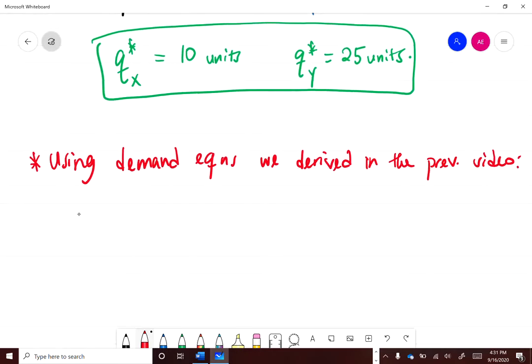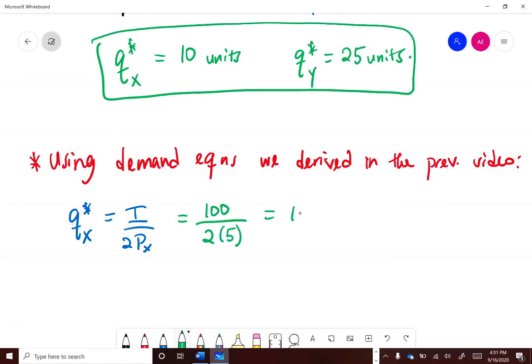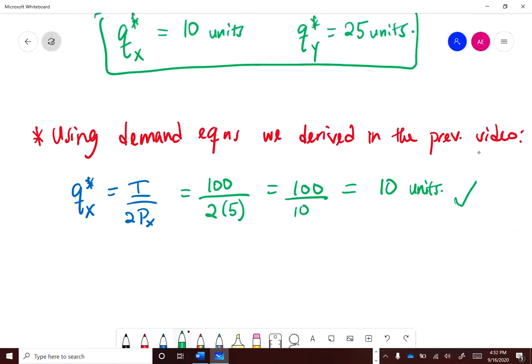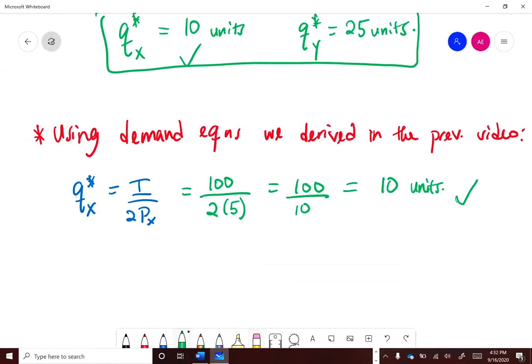We have that Q of x, the demand function here, is I over 2px. So we want to check if this is true. So we know that Rory's income there was 100, 2 times the price of good x is 5. So this is 100 divided by 10, which is also 10 units. Aha, check, that's good. Right, check there. And so much faster, right?